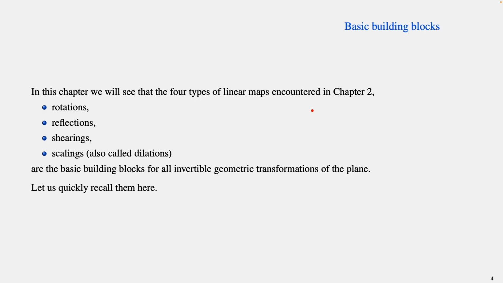Now, we already encountered four types of linear maps in chapter 2, the rotations, reflections, shearings, and scalings. And we will see here that these are actually the basic building blocks for all invertible geometric transformations of the plane. So any invertible linear map essentially is a composition of these types. Now, let us quickly recall what these types actually are.